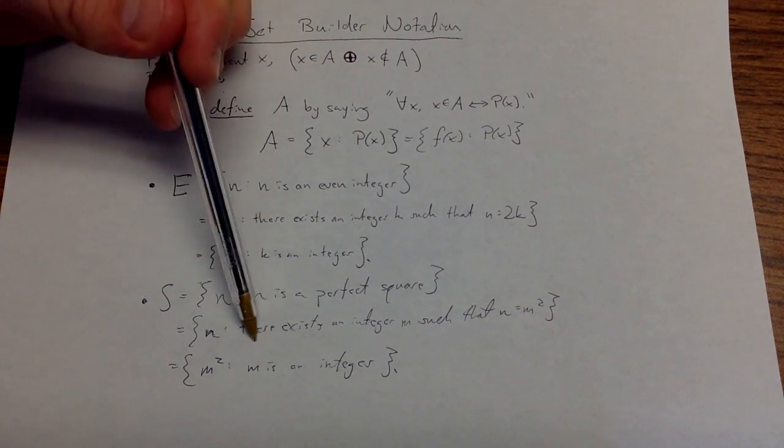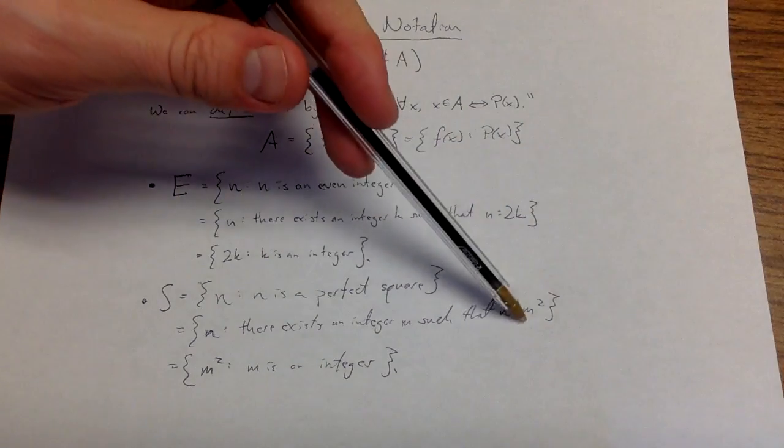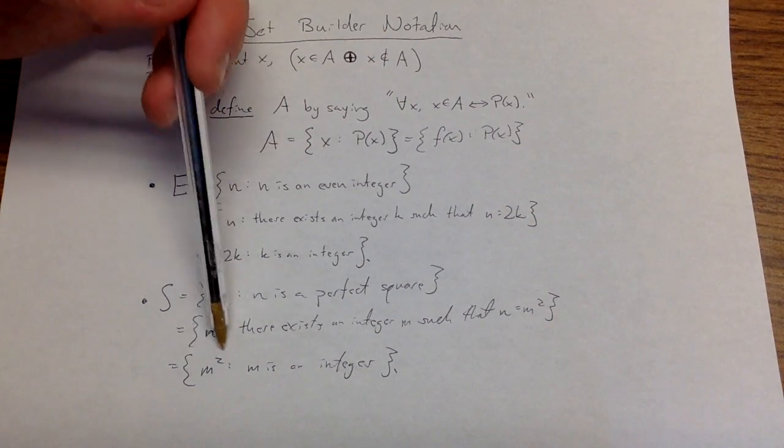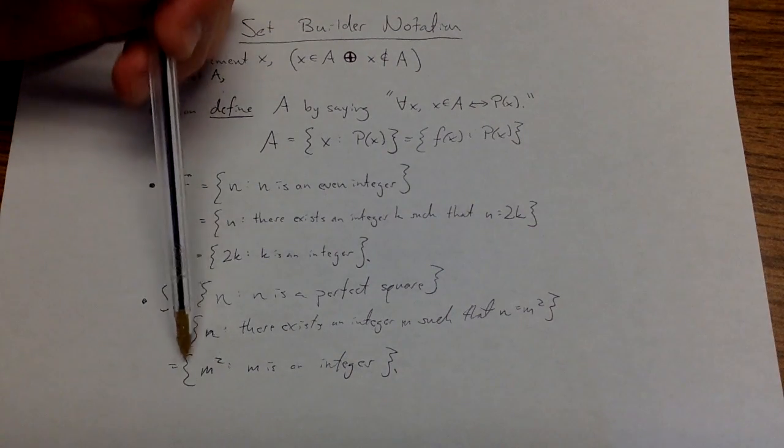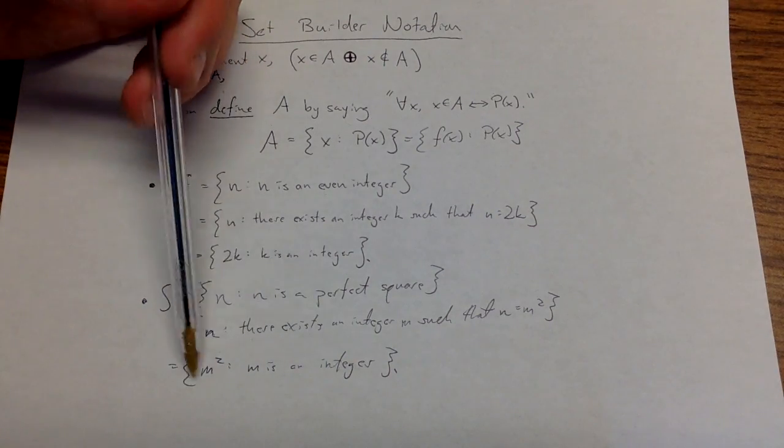But I can say, if there exists an integer m, why don't I just use m squared and say, okay, let's consider the elements that are m squared, where m is an integer. And therefore, I'm really just saying the outputs of this function for m being an integer, that's what I'm talking about.